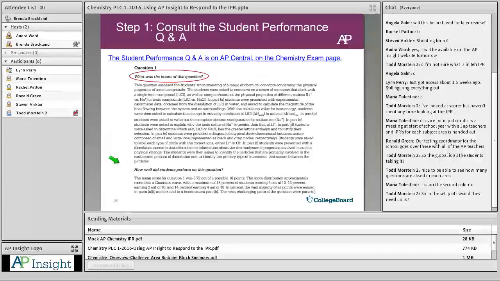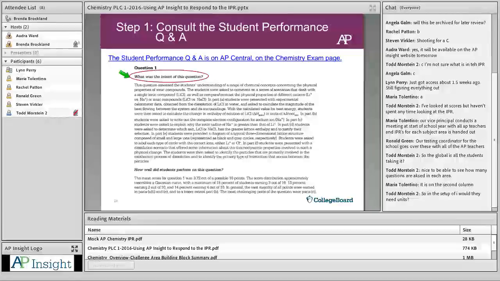Oops, I'm sorry, I clicked too soon. All right, so this would be, again, on the AP Central website, and this is the Q&A put together by the chief reader about the student performance. So you can see here what's been circled is the intent of the question. It'll give you some specifics about how the students were supposed to prove their understanding of chemistry on this particular question.